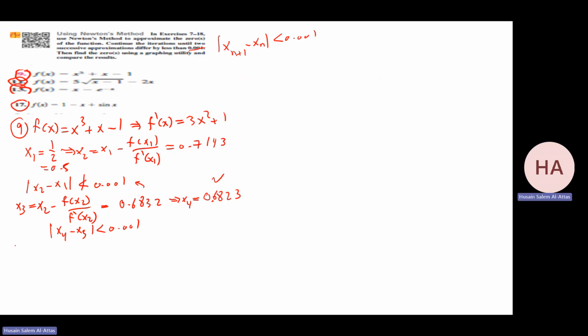Okay, 11. F of x is 5 square root x minus 1 minus 2x.